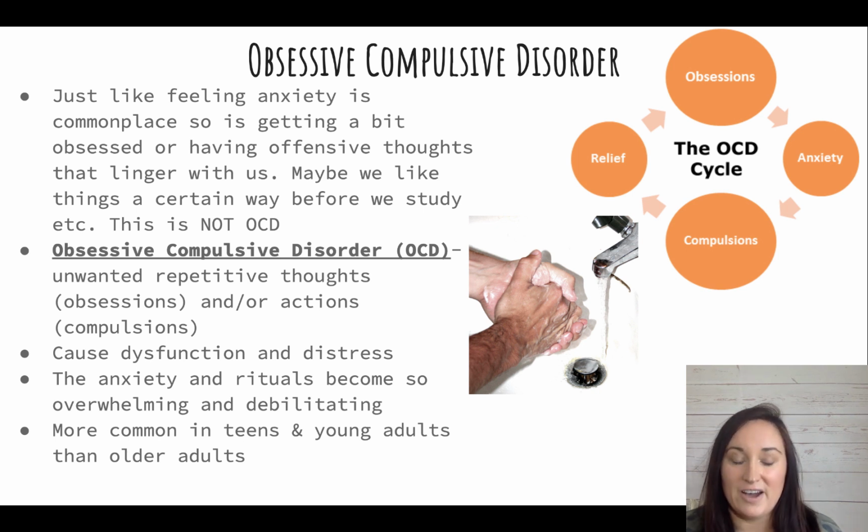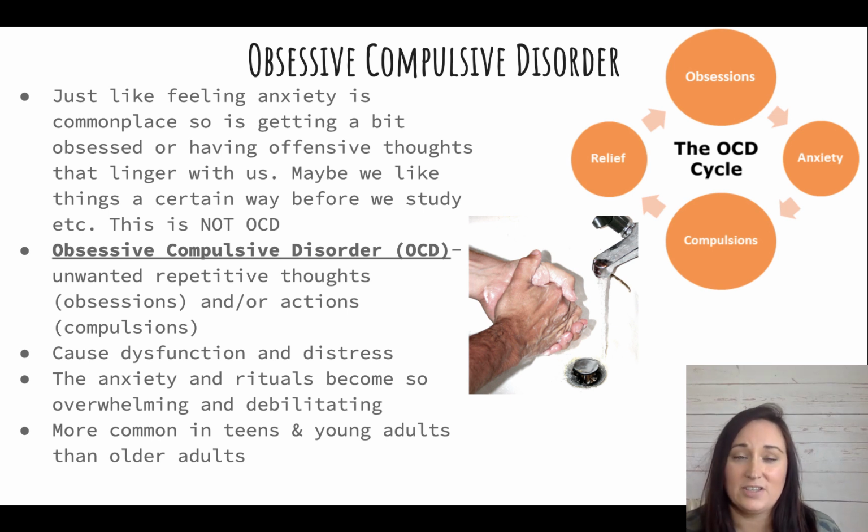So moving on. So OCD is unwanted repetitive thoughts. And those unwanted repetitive thoughts are called obsessions. And the actions in the disorder are called compulsions. So let's look over here at this image on the right. So we have an obsessive thought, perhaps about germs, and that causes anxiety.